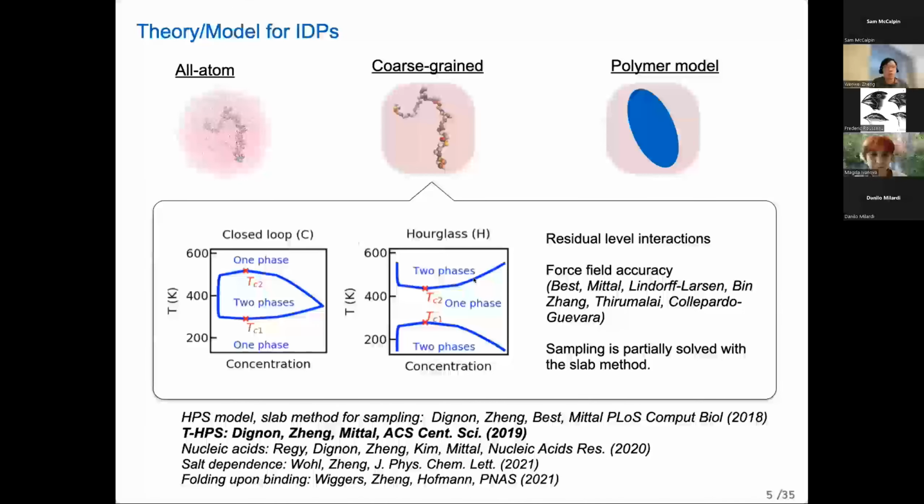So this is the coarse-grained model. And of course, the problem is clear. Even though we can partially solve the sampling error, there's still a lot of problem with the force field accuracy, because now we only have a limited number of parameters for each bead amino acid. And then it's very hard to capture generally all the experimental behavior of, for example, phase separation.